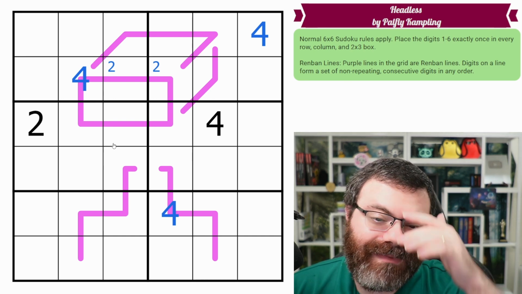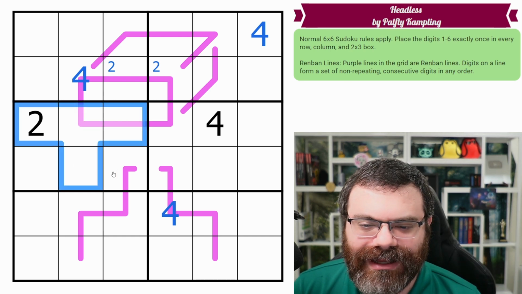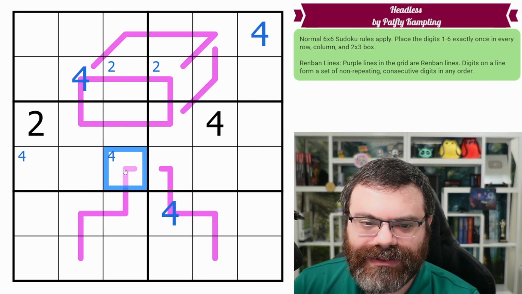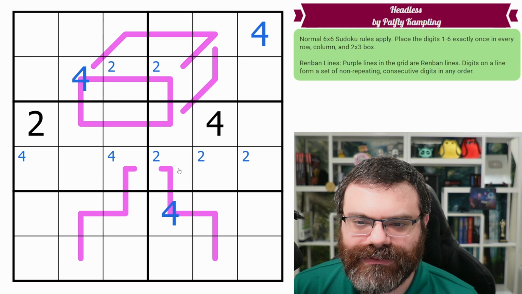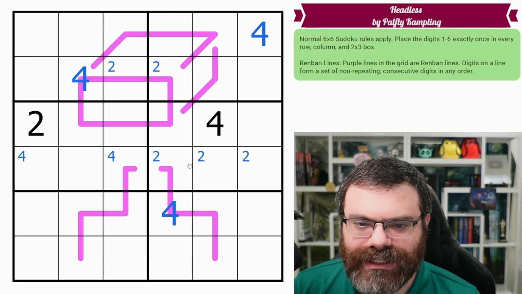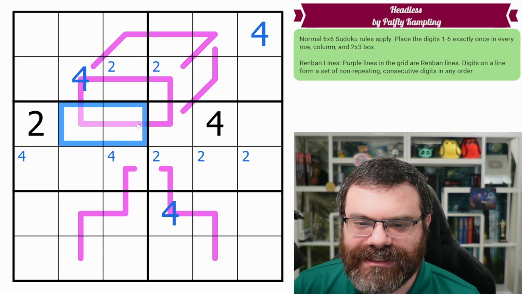It's hard to scan this puzzle, to be honest, but we're getting there. We do need a 4 in one of these 2 cells. There's a 2 down here. Might as well mark that. Okay. Is there more with the fact that this has every digit and can't repeat? Is there more to do with that?